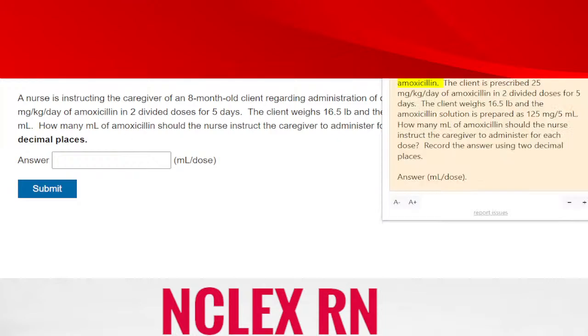A nurse is instructing the caregiver of an 8-month-old client regarding administration of oral amoxicillin. The client is prescribed 25 mg per kilogram per day of amoxicillin in 2 divided doses for 5 days. The client weighs 16.5 pounds and the amoxicillin solution is prepared as 125 mg per 5 milliliters. How many mL of amoxicillin should the nurse instruct the caregiver to administer for each dose? Record the answer using 2 decimal places. Answer: mL per dose.